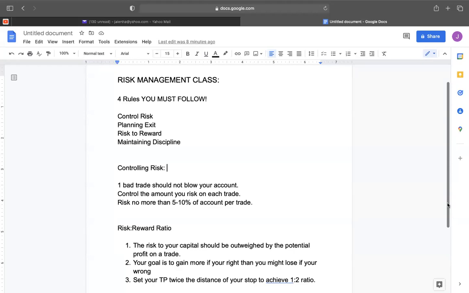Also, when it comes to controlling risk, you want to control the amount you risk on each trade, right? And we're going to get into that. We're going to show you some examples, but you want to control the amount you risk per trade.